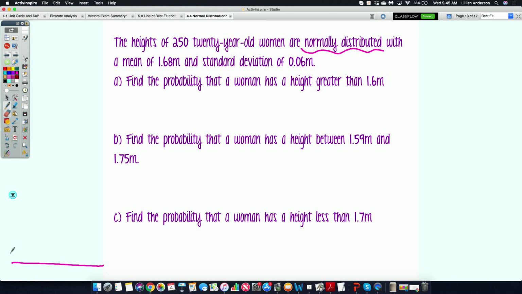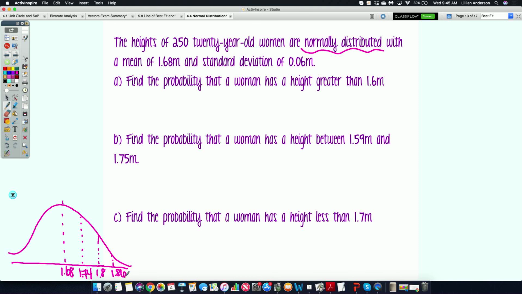Really quickly, I'm just going to draw out a curve so that way we can see how the standard deviations lie. Can someone add 0.06 to 1.68? Can you add 0.06 again? 1.8. Can you add 0.06 again?